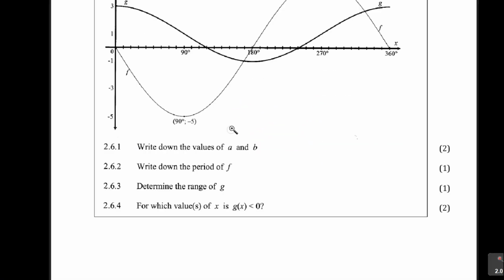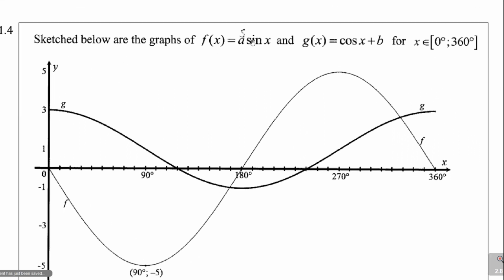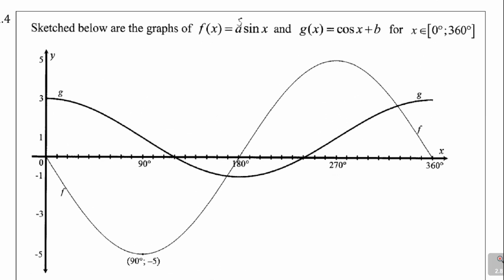And then lastly, to wrap up this session, let's look at this question here. Sketch below the graph of f of x is a sin x and g of x is that. And then the question is write down the values of a and b. So what you sometimes do, you choose any point, like a point there. This is on the graph of f. So on the graph of f, you can say f of x is equal to a sin x.